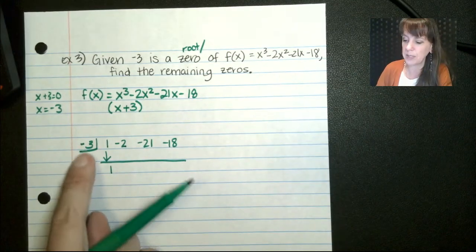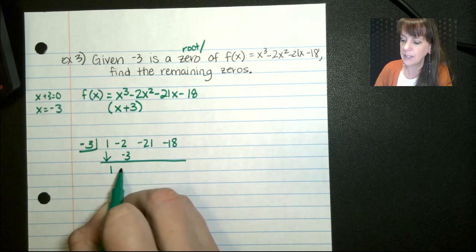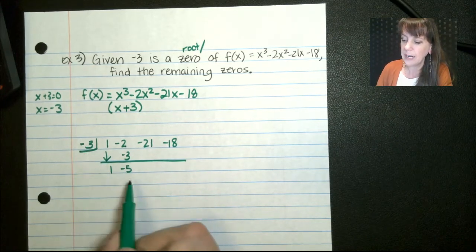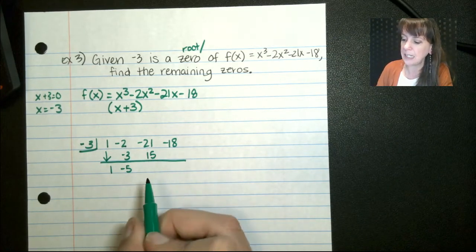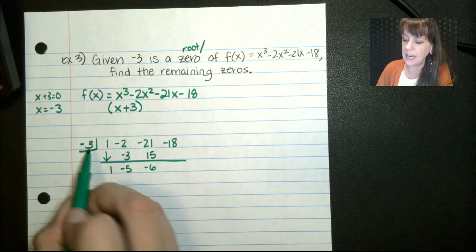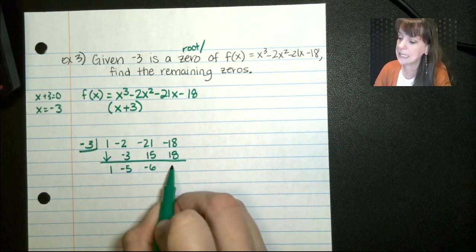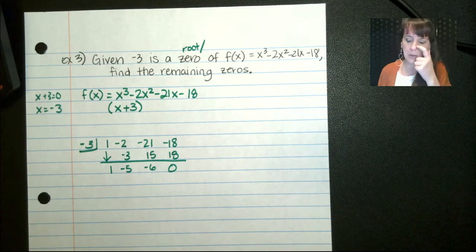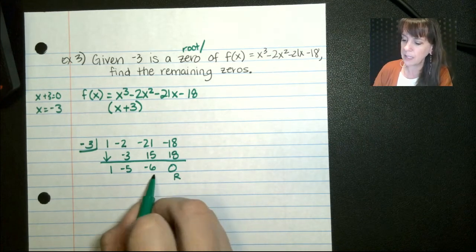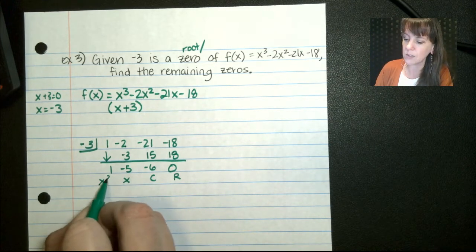All I have to do is multiply this times this to get negative 3. Add those together to get negative 5. Negative 3 times negative 5 is positive 15. That's going to give me negative 6. Negative 3 times negative 6 is positive 18, and 0. Yay, my remainder is 0. So this is my remainder, this is my constant, this is my x, this is my x squared.